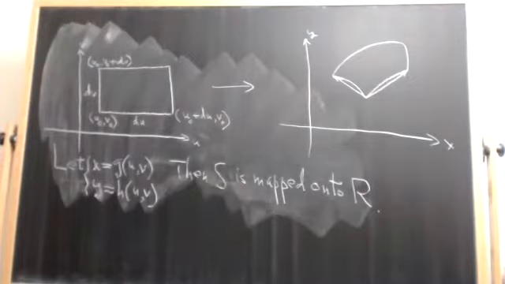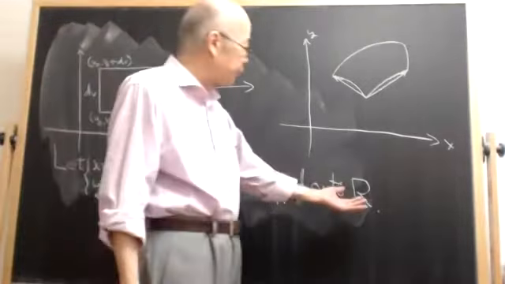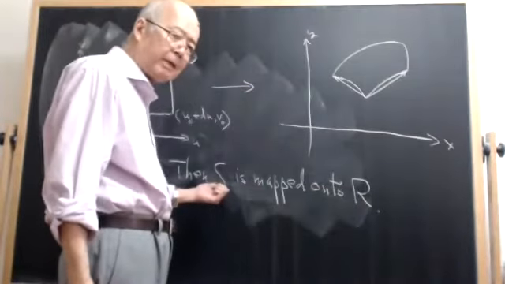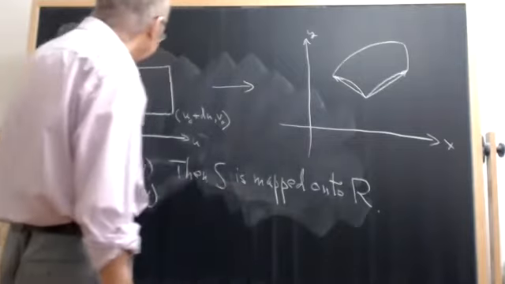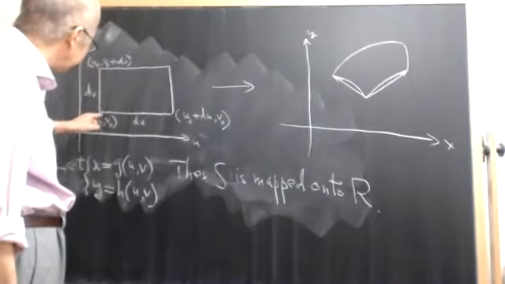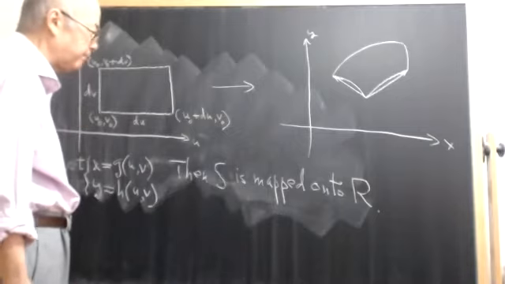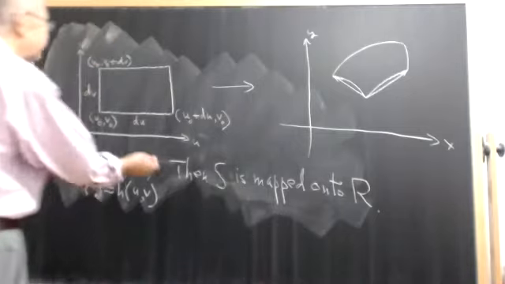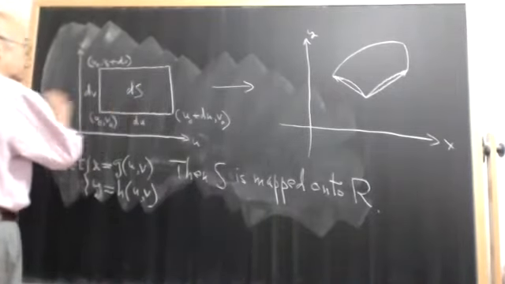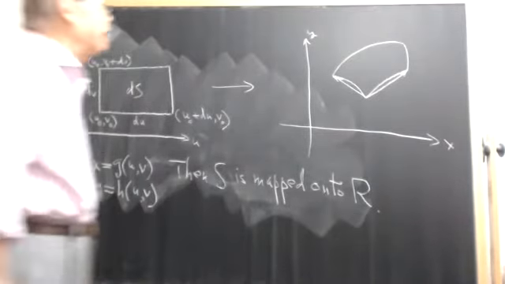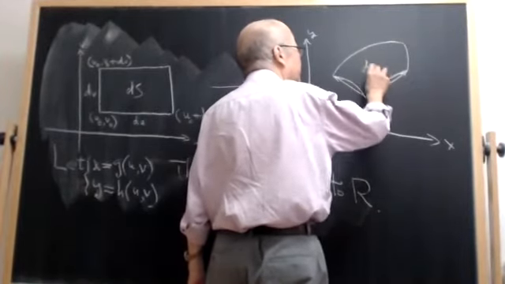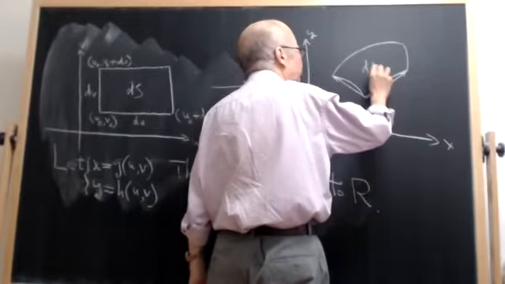And we actually assume that the region R is the image of the region S. And then I look at a small rectangle associated to this point in S. So this is dS, and this is dA for the region R.